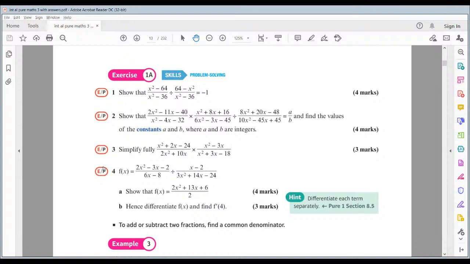Okay, so the first thing is 2x squared minus 11x minus 40, right? So how would I do this? We multiply 2 and 40, we get 80, and the factors for 80. One, 10, 20.